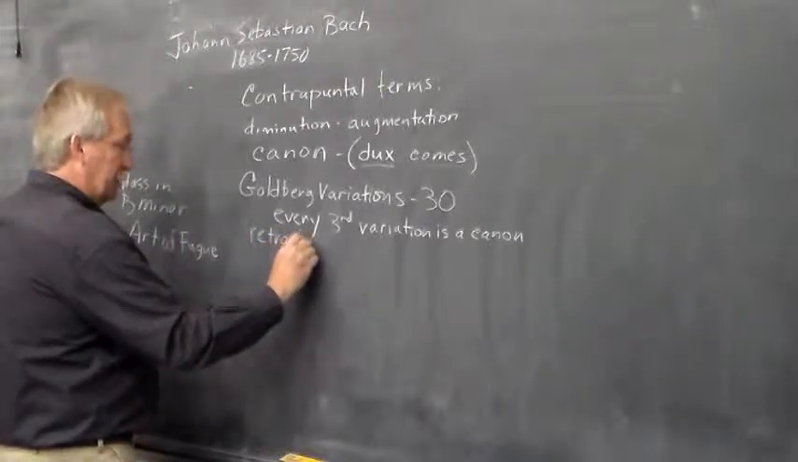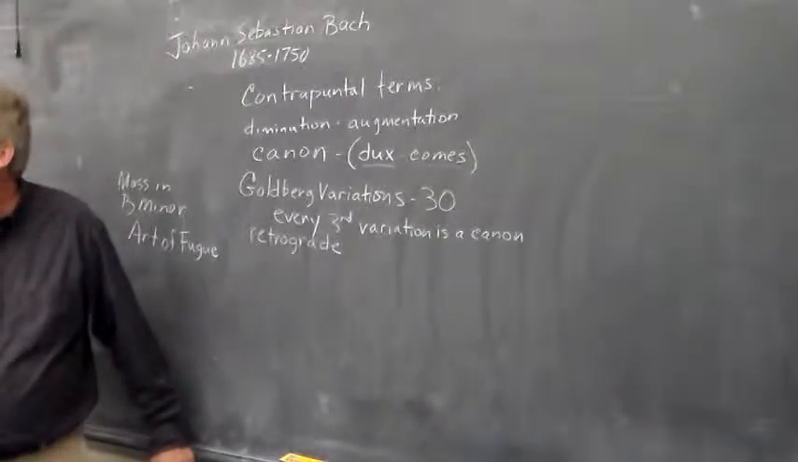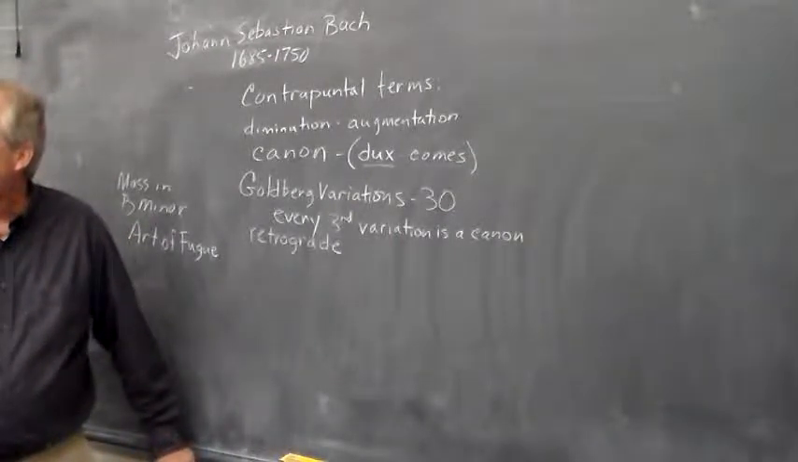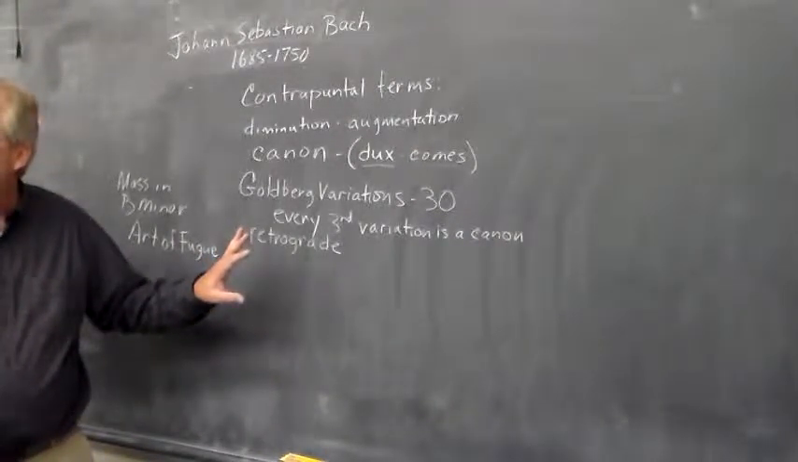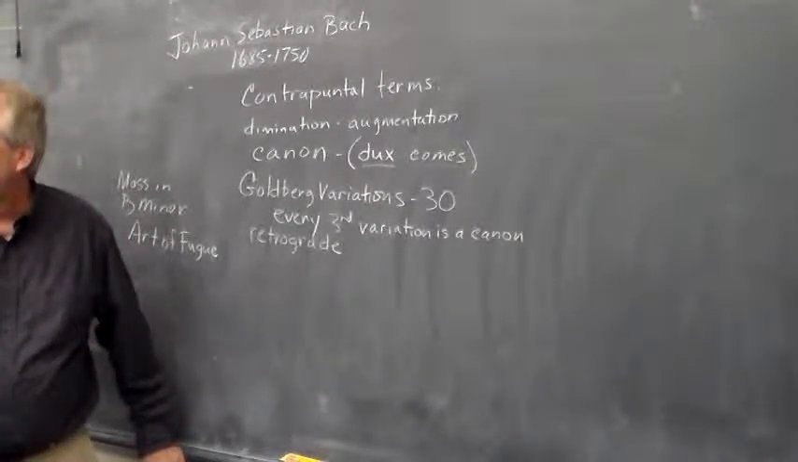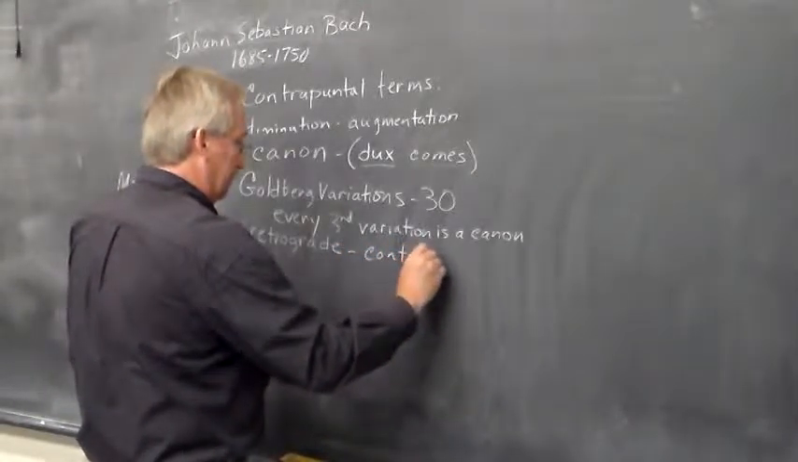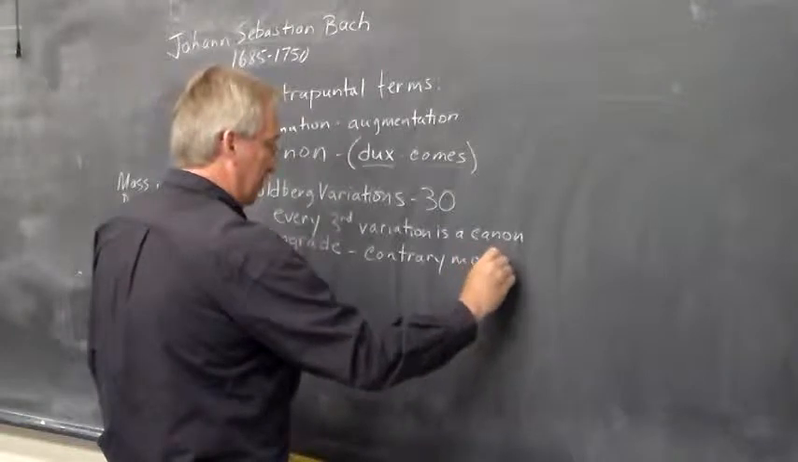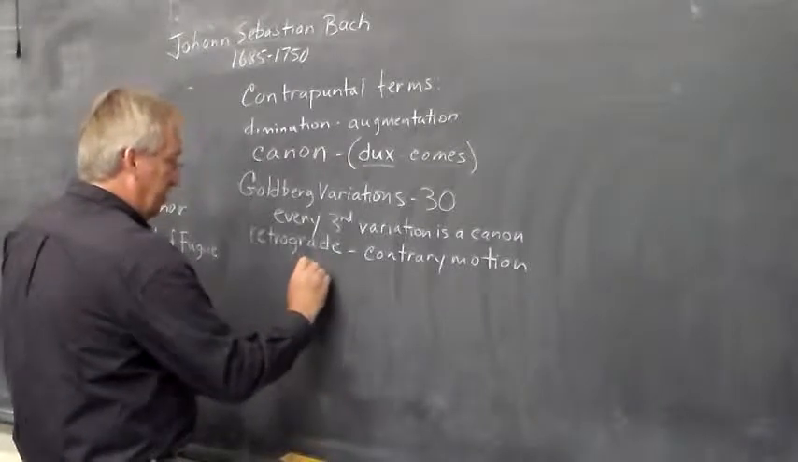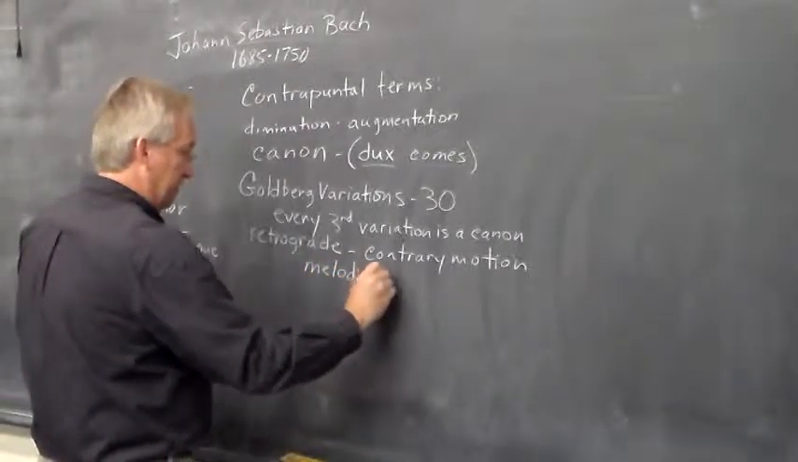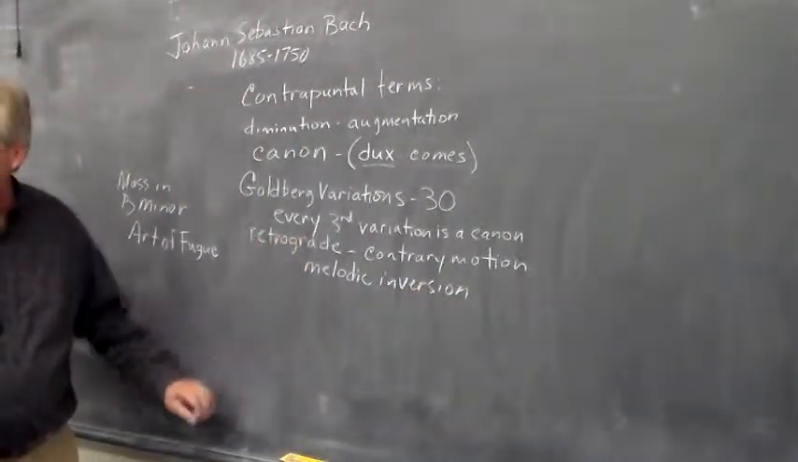some of these canons are retrograde canons. And so what does retrograde mean? If something is in retrograde, backwards. And so within a canon, a retrograde canon has to do with going in contrary motion. And so this just has to do with melodic inversion. So these are all terms that are contrapuntal terms.